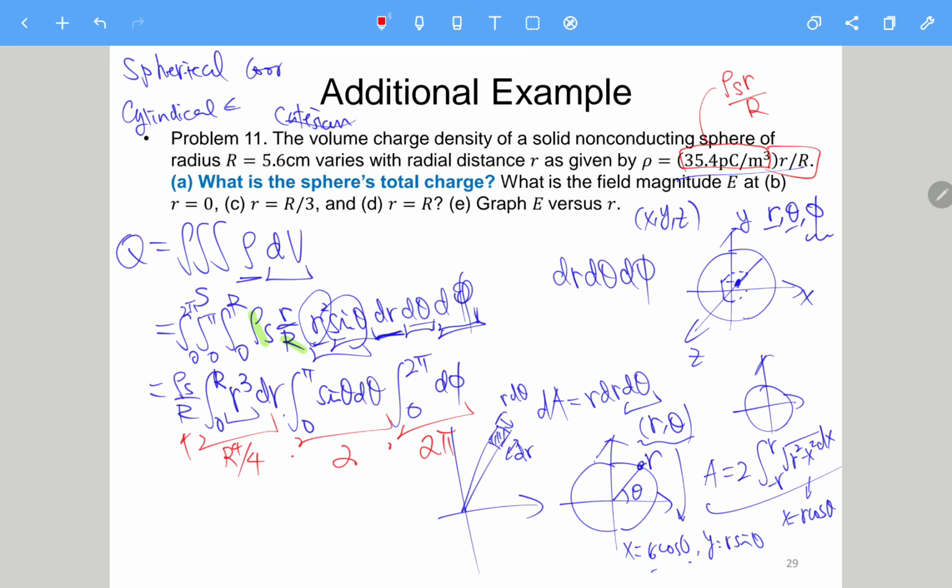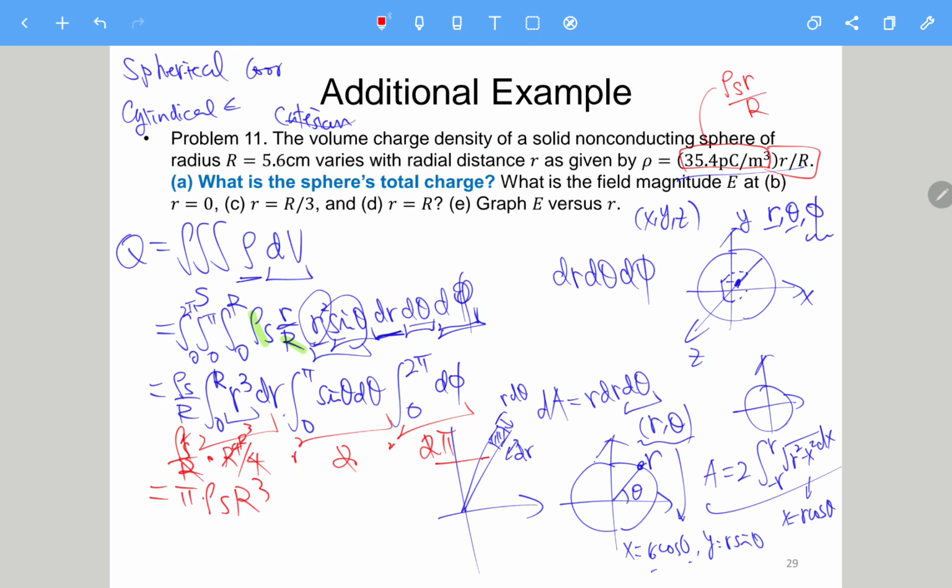So finally, we have pi times rho s over r, multiplied by this one, this one, and this one. This 4 will be cancelled with these 2 and these 2. And then finally, we have pi, and then rho s, and then r cubed, because this r will be cancelled with this one to be r cubed. So pi rho s r cubed. Okay, this is the answer.